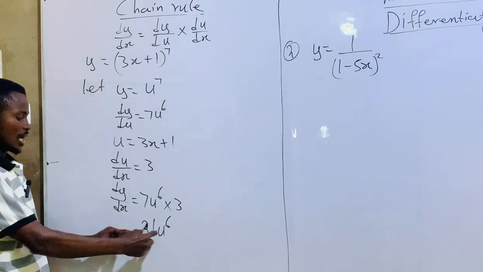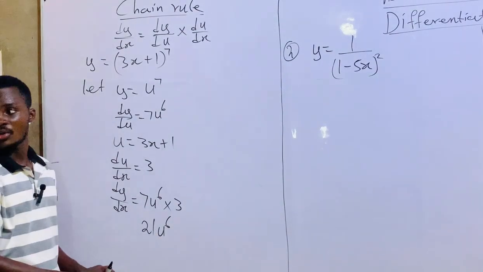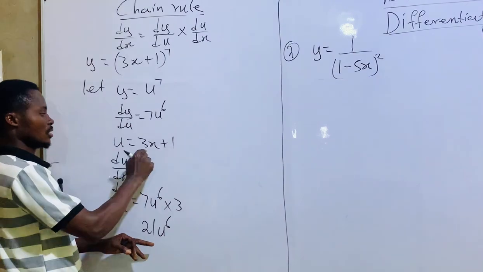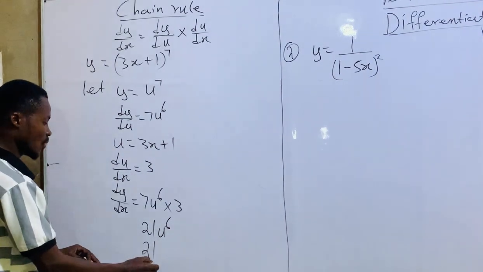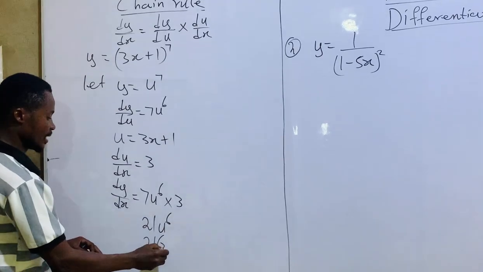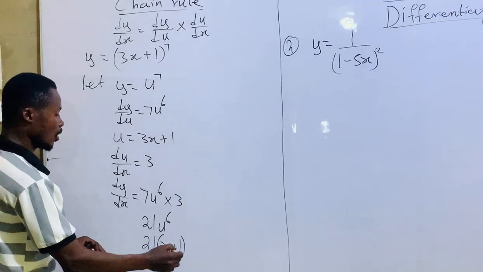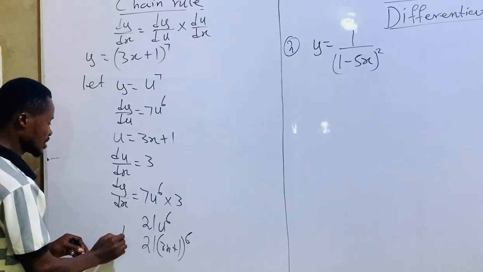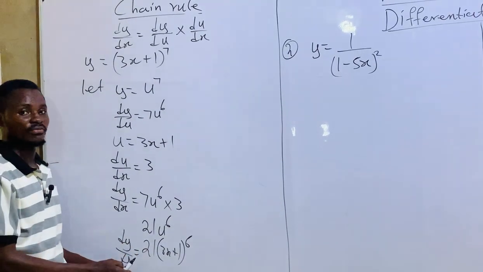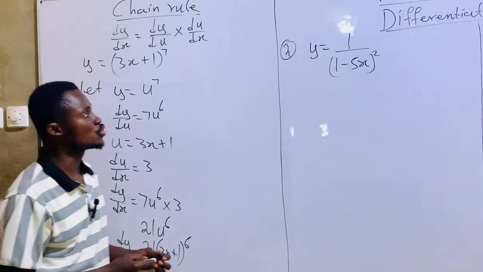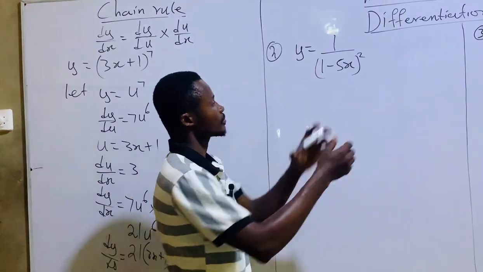Then we can see our u here. So we are going to replace the u with 3x plus 1 over here. So we have 21 (3x plus 1) exponent 6. So this is our dy over dx as we have simplified.